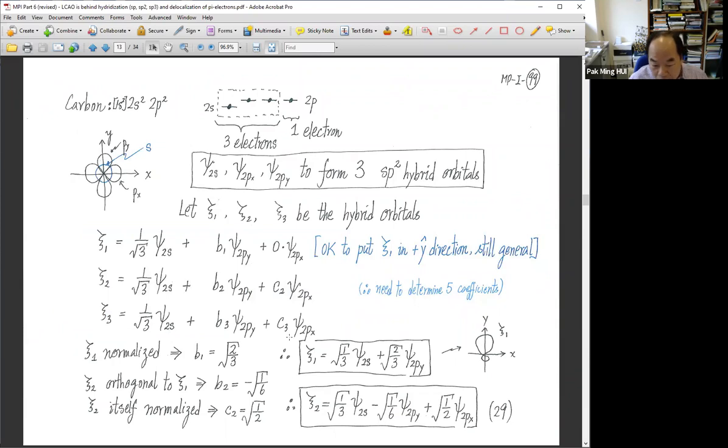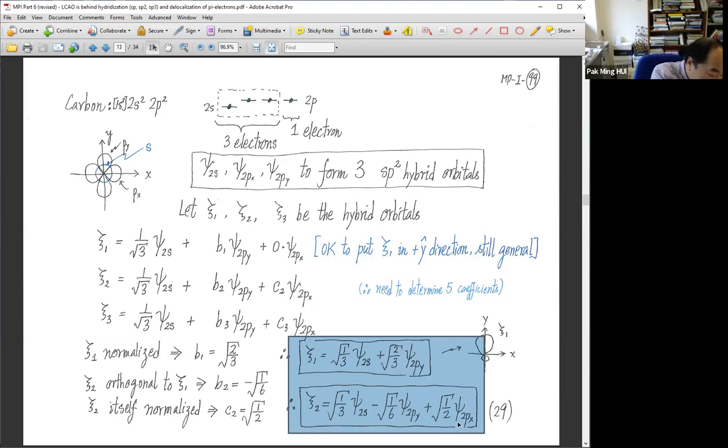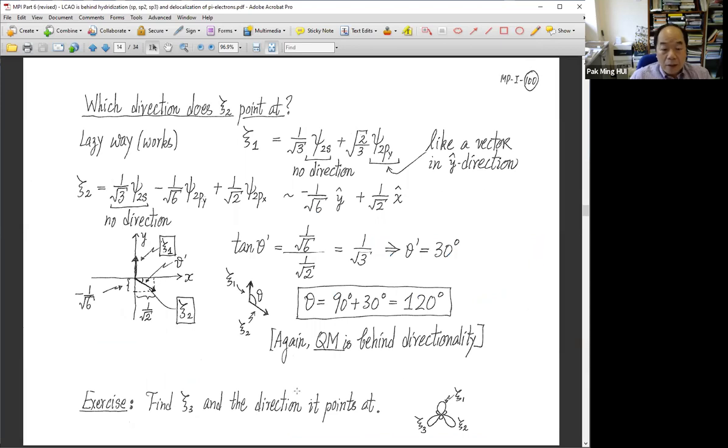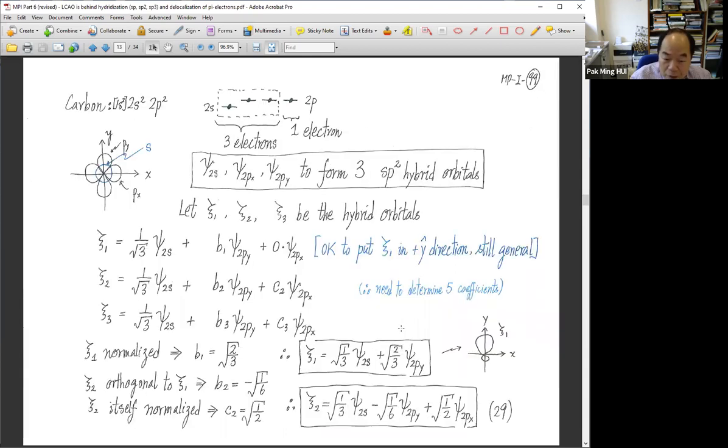So let's look at these 2 resulting hybridized orbitals. They are sp2 hybridized orbitals. There's one remaining to be solved. But that is sufficient for us to determine the angle. So the question now is, what is the angle in real space, the geometric angle between C1 and C2?